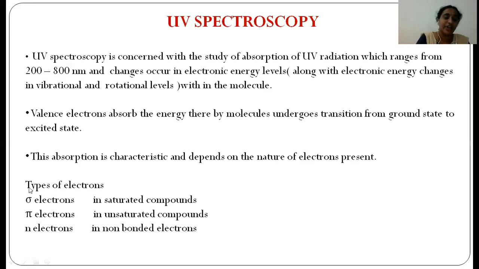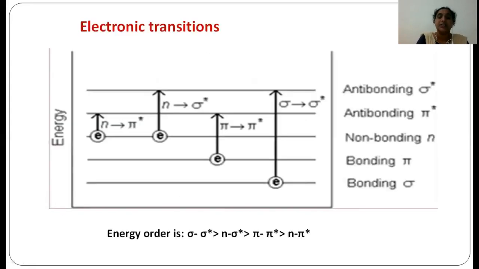So these are the different types of electrons which are available in the molecule. Depending upon which energy of radiation is absorbed by the sample, different types of transitions occur.